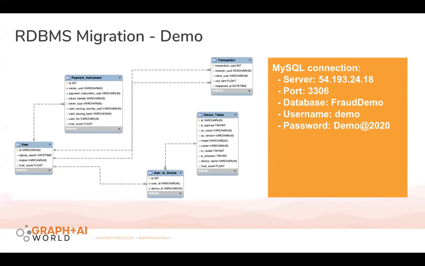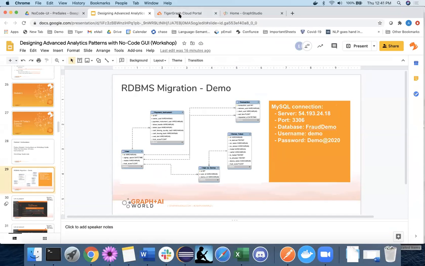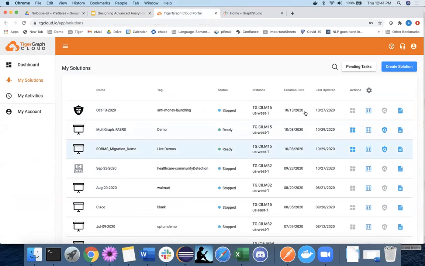Now, going back to our RDBMS migration schema, as I said, you will be seeing this schema over and over again. This is exactly the schema we are going to pull down from an AWS instance where MySQL is running. And here are the credentials on the right-hand side. So that being said, let's get into TigerGraph Cloud.